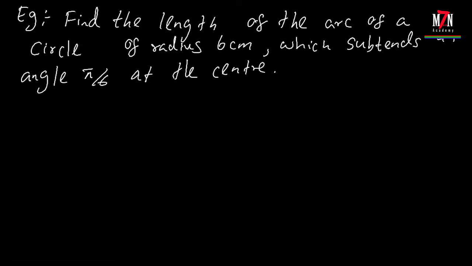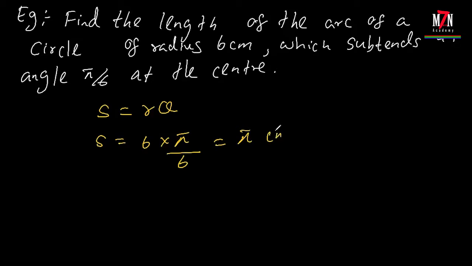So we know the formula that we can use, that is s equals r theta, and we should find the arc length. We know the radius, that is 6 centimeters, and theta in radians is pi over 6. So you can have the arc length as pi. Here the unit must be in centimeters.